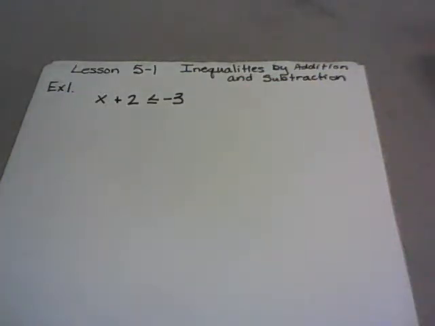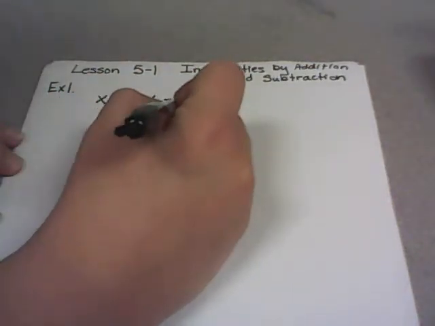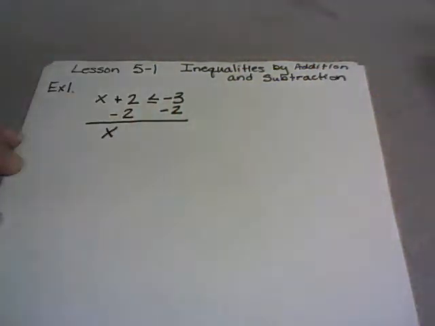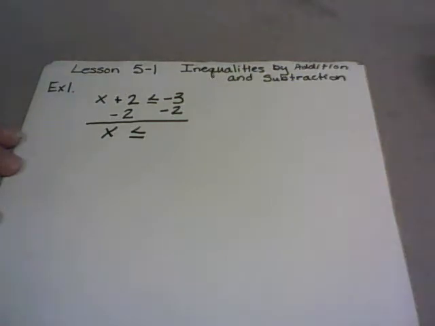So when x plus 2 is less than or equal to negative 3, my main goal is to get the 2 to the other side with the negative 3. Now I have a positive 2, which means I need to subtract 2 to take it to the other side. Okay, I bring down my x, bring down my sign, and I have negative 3 minus 2, which gives me a negative 5.